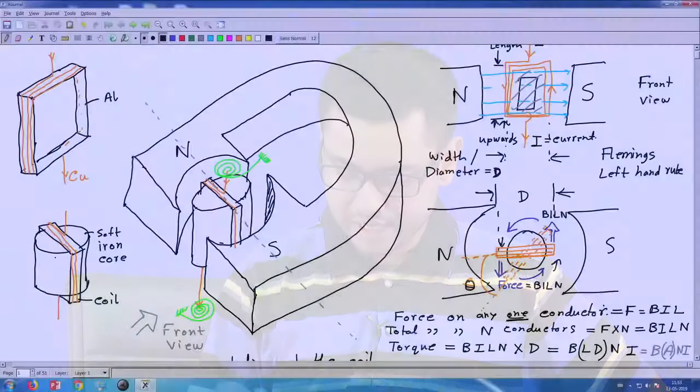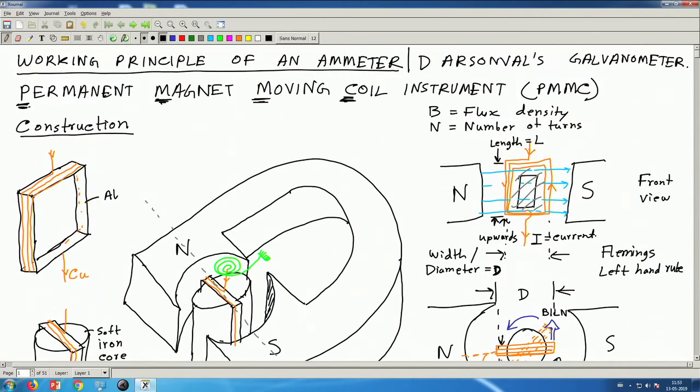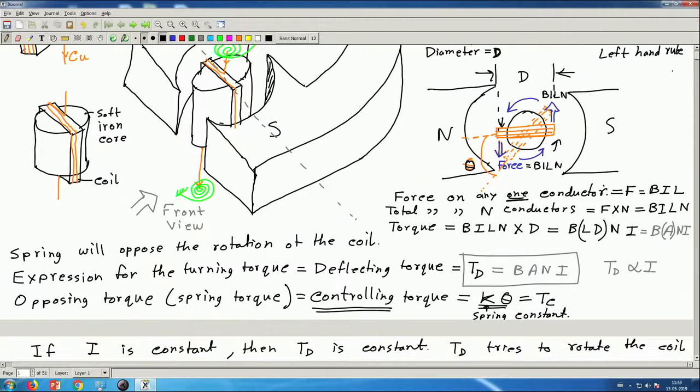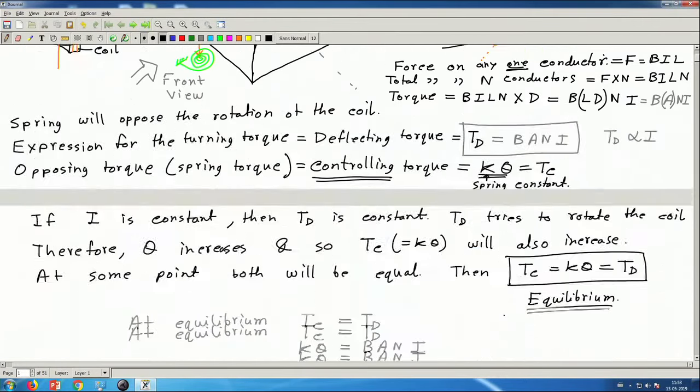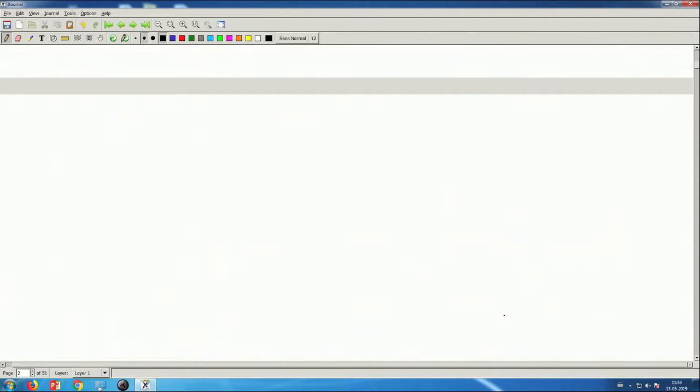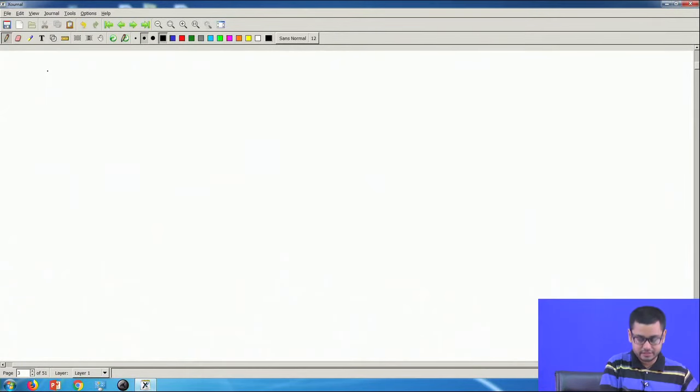Hello and welcome. So, this is our second tutorial of electrical measurements and instruments, and in our last class we have seen the working principle of a particular type of ammeter, which we call the permanent magnet moving coil instrument, PMMC, or D'Arsonval galvanometer, and we have found the expression for torque and the deflection angle. So, let us recall them in brief.